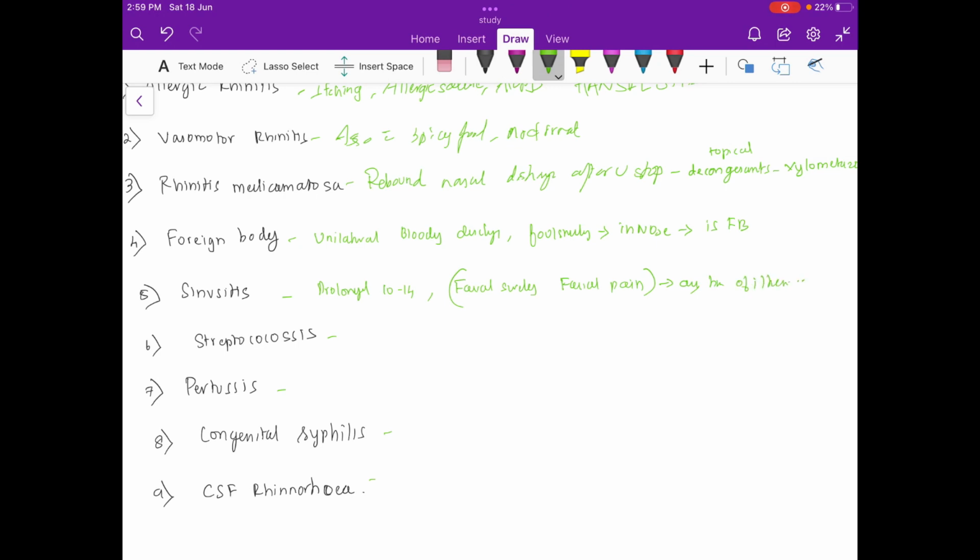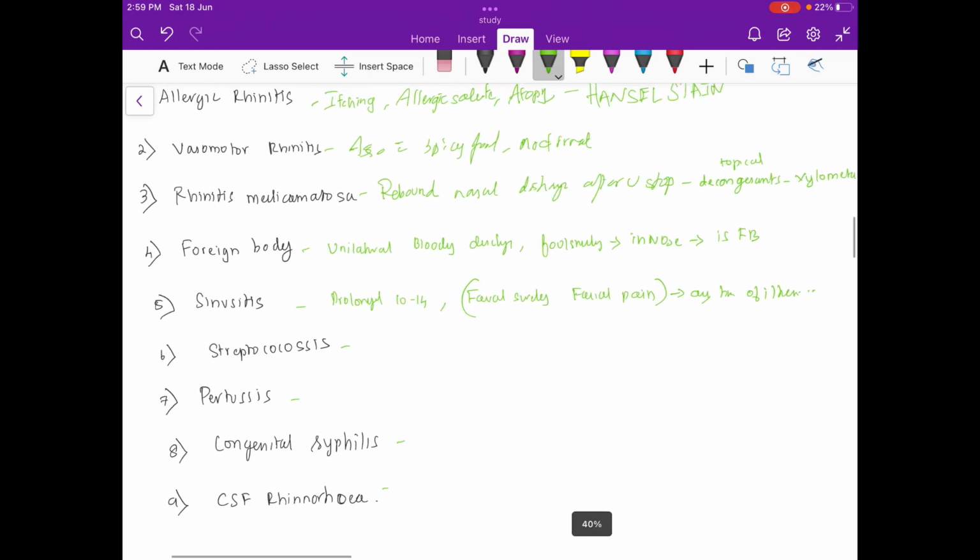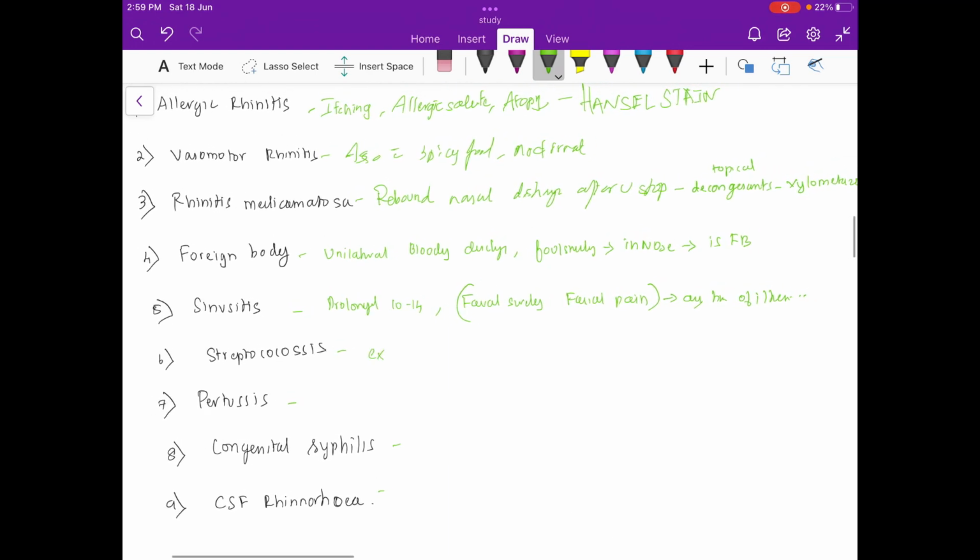This prolonged symptom of 10 to 14 days is a mild running continuous fever, those things. But if you develop facial swelling on one side or facial pain and tenderness, then you have to suspect acute bacterial sinusitis. Streptococcosis is due to Streptococcus infection of the nasal epithelium, caused by persistent discharge, and you will get a classical excoriation in the external nares.